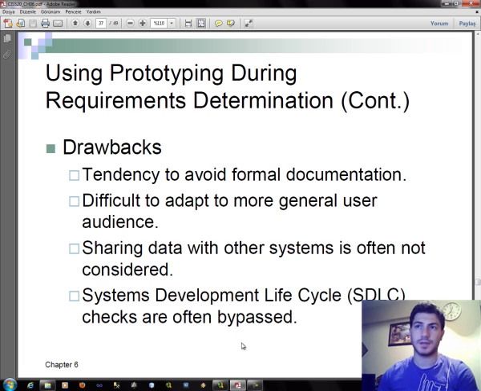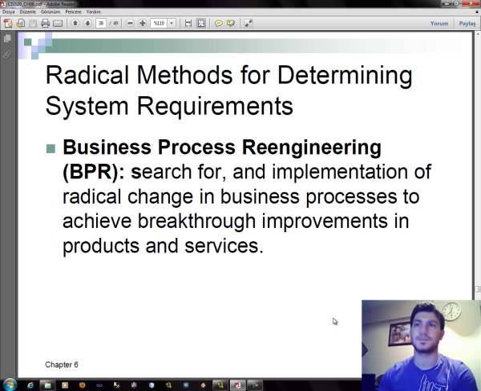And drawbacks: tendency to avoid formal documentation, difficult to adapt to a more general user audience, sharing data with other systems is often not considered, system development lifecycle (SDLC) checks are often bypassed.